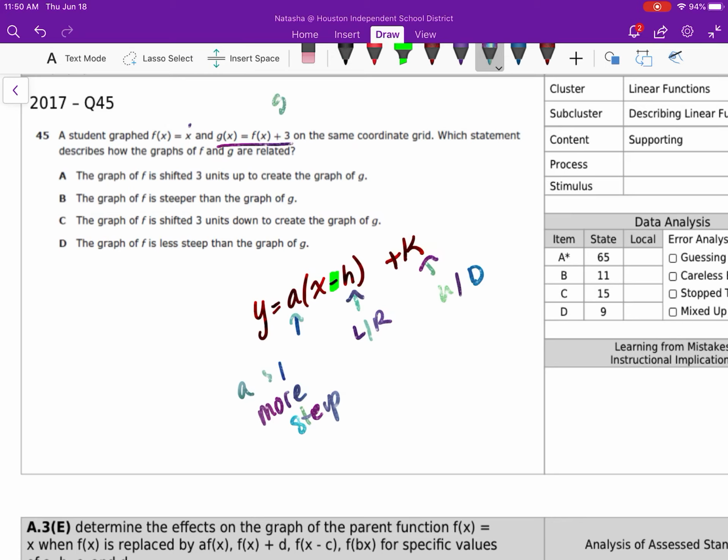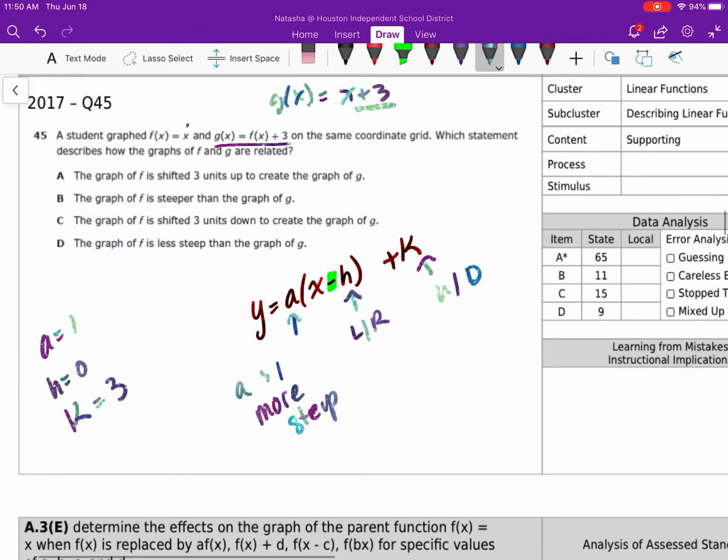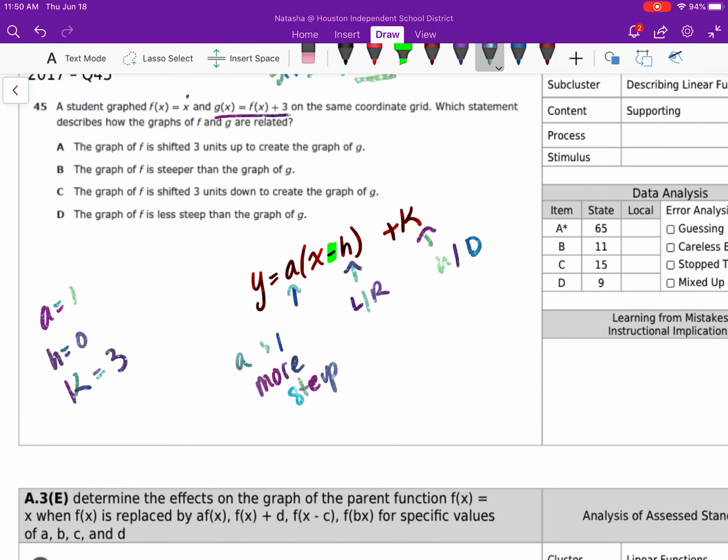So if I were looking at this f(x) + 3, we took that f(x) = x, so g(x) is basically equal to x + 3. All we've done is we have not made it more steep or less steep. We have not shifted it left or right. We've only shifted it up because it's positive 3. So here, our a is equal to 1, our h is equal to 0, and our k is equal to 3. So we've shifted it up.